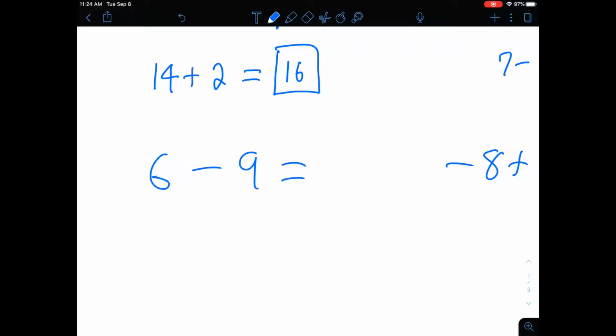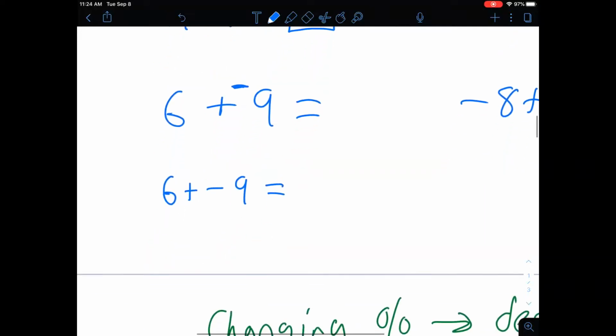They are the same sign, or no, we're subtracting. We have to change the sign, add a line. Change the sign, add a line. So now we have 6 plus negative 9. You don't need to put the parentheses, actually, if you don't want to. You can just do this. That's fine. That's not a problem.